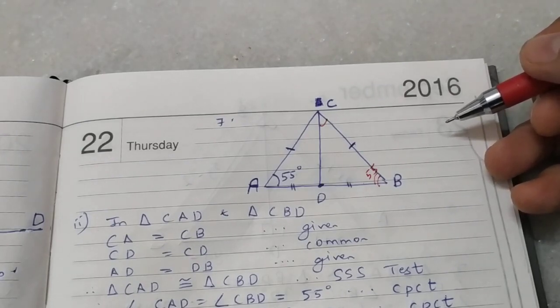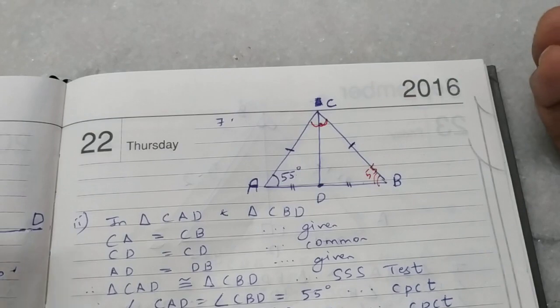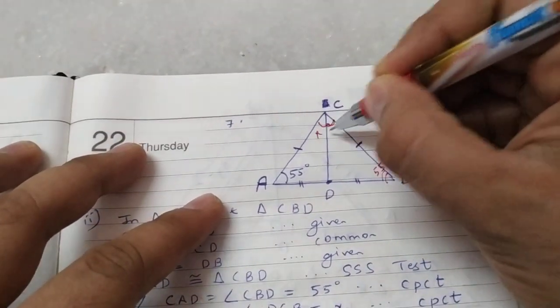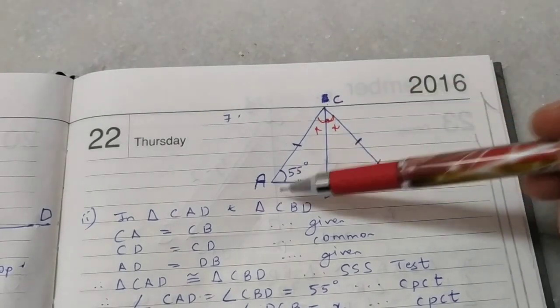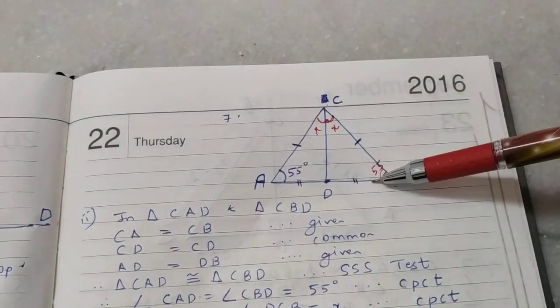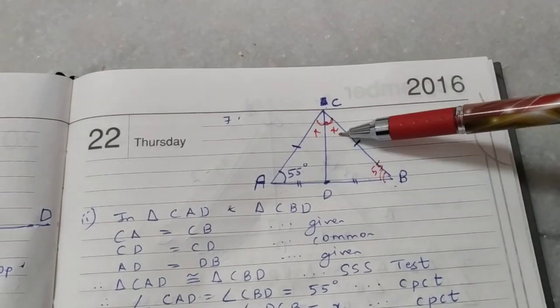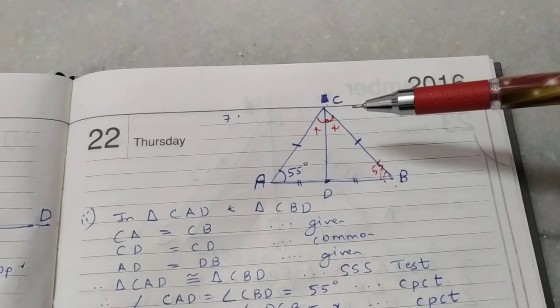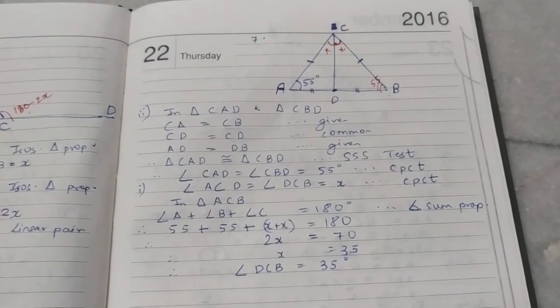And now Roman number 1. Well, I can say that this angle is equal to this angle also by CPCT. So let's assume they are x and x respectively. Now in the big triangle CAB, this angle A plus C plus B is totally 180, angle sum property. That means 55 plus 55 plus 2x is 180. So that way we can get the value of x as 35 degrees.